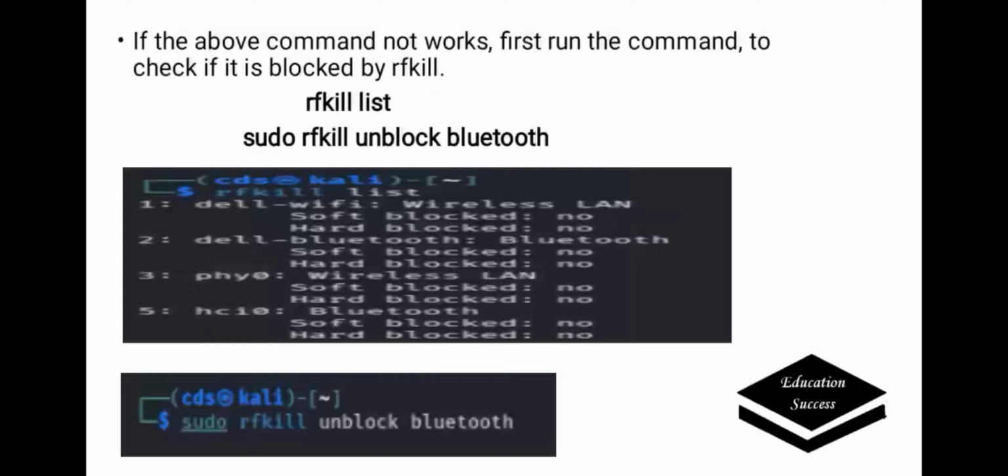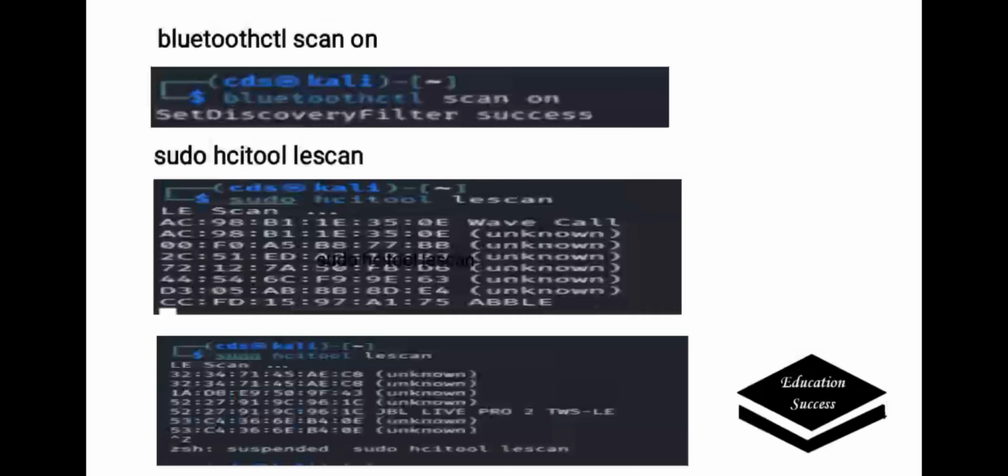The next command is bluetoothctl scan on. It will show you the message: set discovery filter success. The next command is sudo hcitool scan. It will scan all nearby Bluetooth devices and show all the Bluetooth addresses and their Bluetooth names.